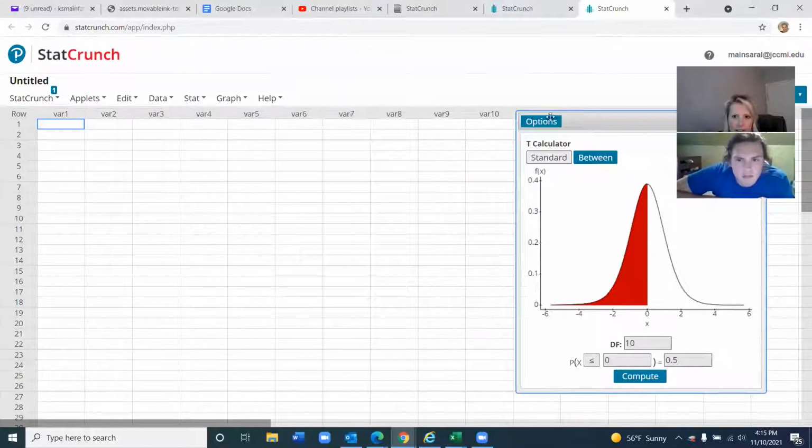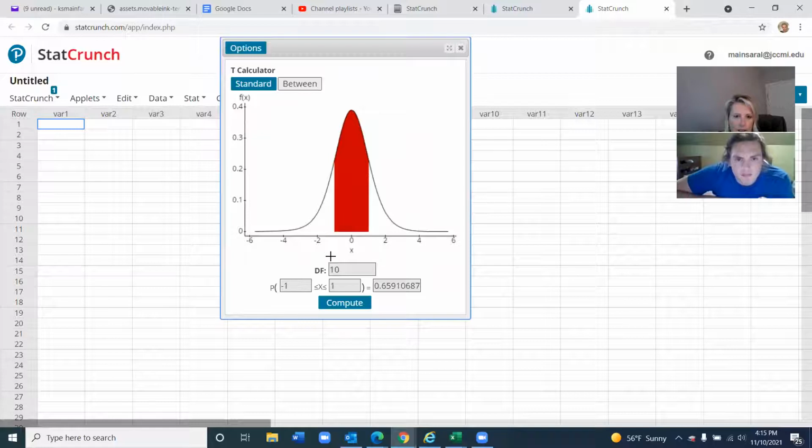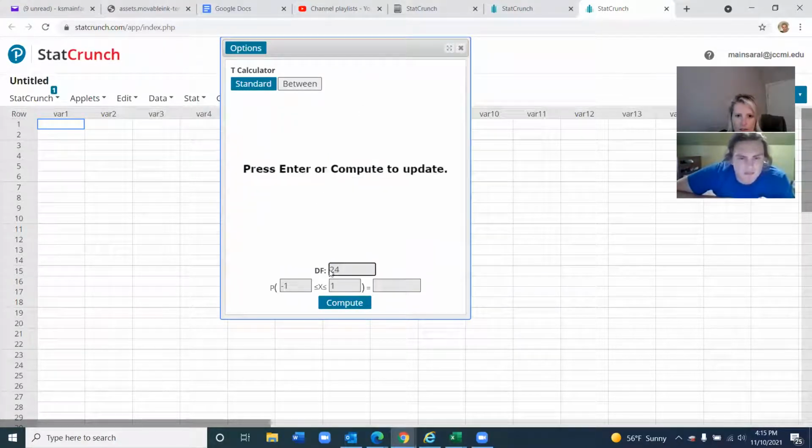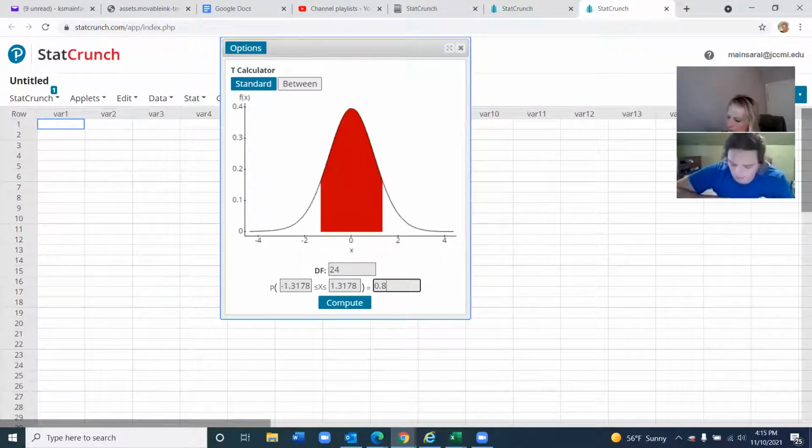Our T, and we have to click on between. And then we're entering our degrees of freedom as 24. And the first one was 0.8. So sorry. It said I was sharing, but I must have just been sharing my paper still.